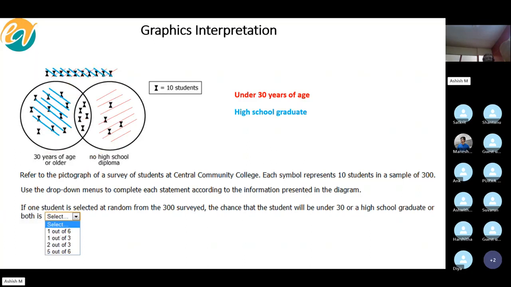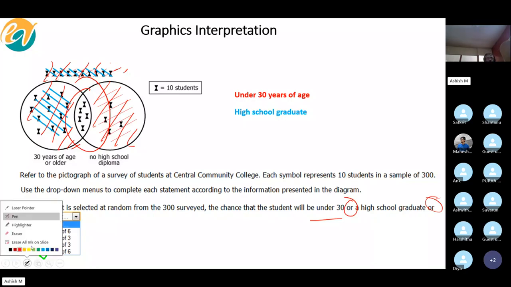One second. So now under 30 or a high school graduate or both, which would be now what? The entire shaded area, correct? Which would be, as Ritvik rightly pointed out, 5 out of 6. The entire shaded area, which would be this, this, and obviously this. So basically everything apart from the common area. That's the shaded area basically. So that's the answer.